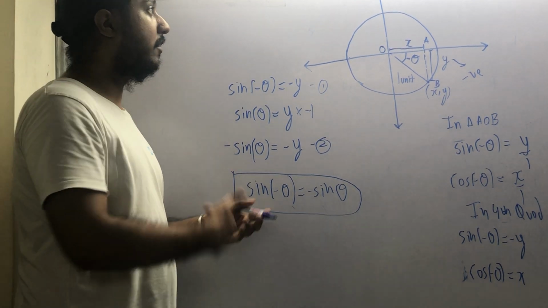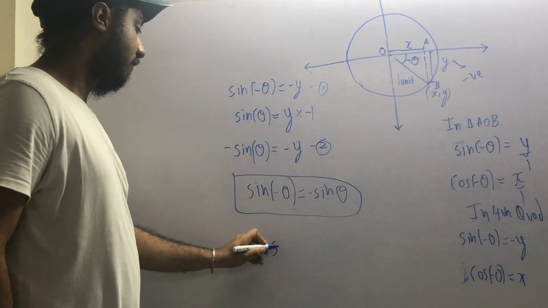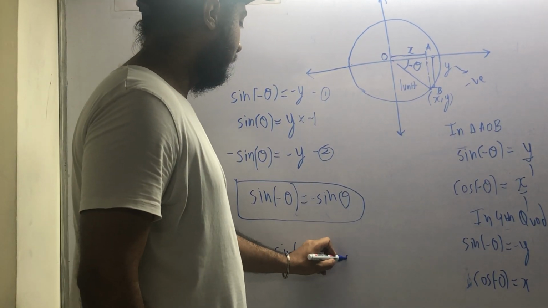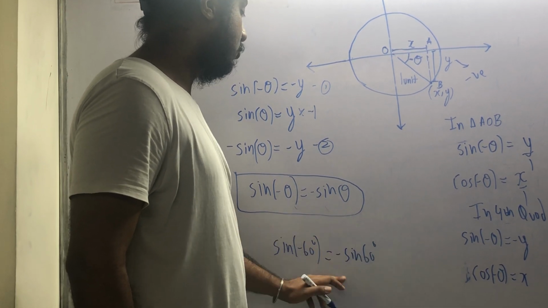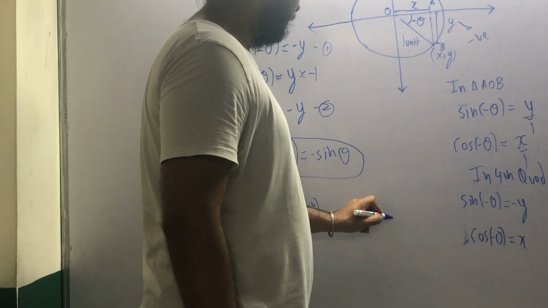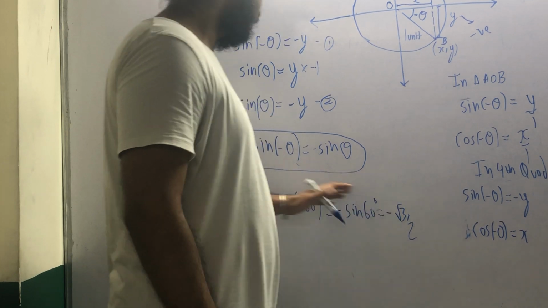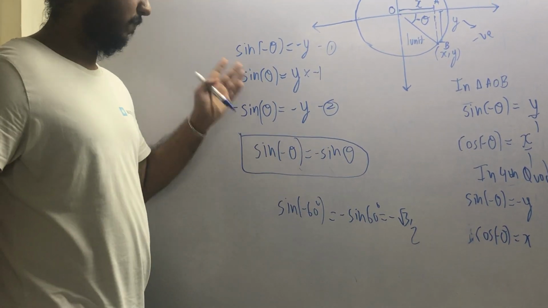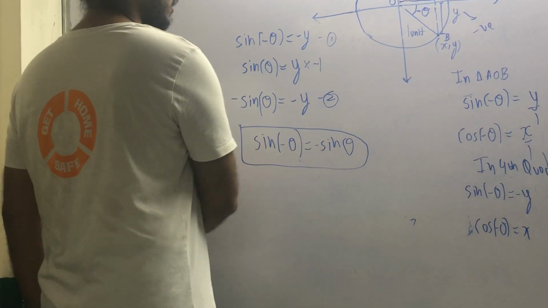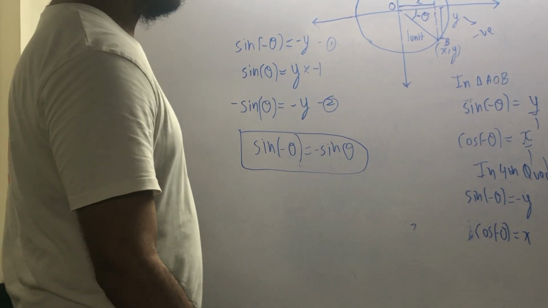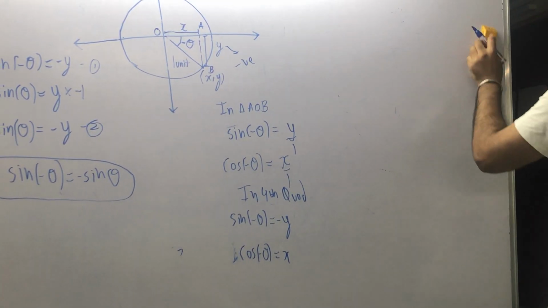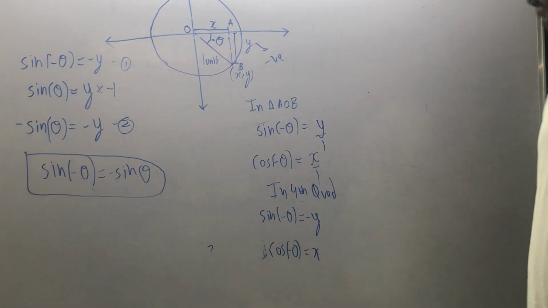So if they ask you in the exam, find the value of sine of minus 60, how will you find it? You will simply write minus sine 60, and now you have to simply write the value of sine 60. You know what is the value of sine 60? That is minus root 3 by 2. So this is the first identity. This is very important. I hope the derivation is clear to you all. Now let us look at the second equation. Second equation is cos of minus theta is equal to x.